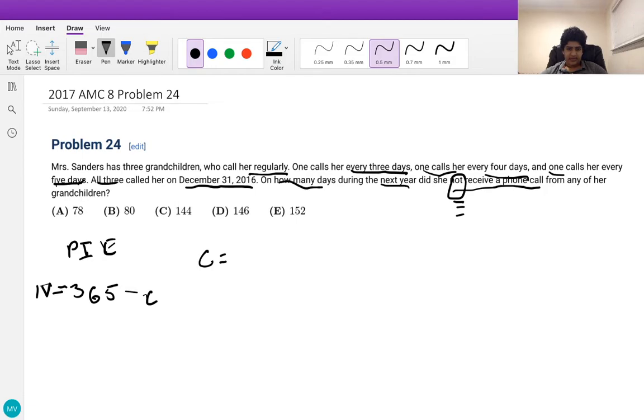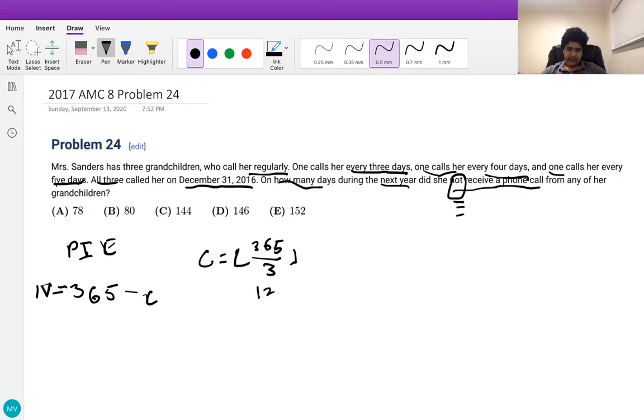So for 3, we take the floor of 365 over 3. And if you don't know what the floor means, it basically means the number of whole times 3 can go into the number, the bottom can go into the top, while ignoring remainders. So in this case, ignoring remainders, we get 363 over 3, or 121.